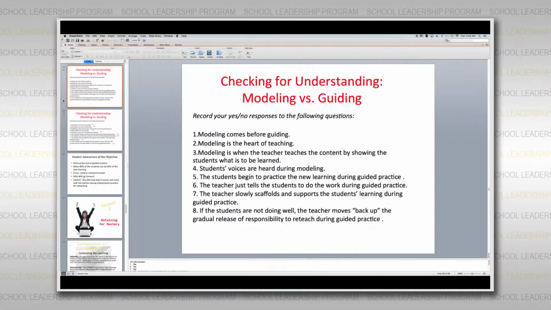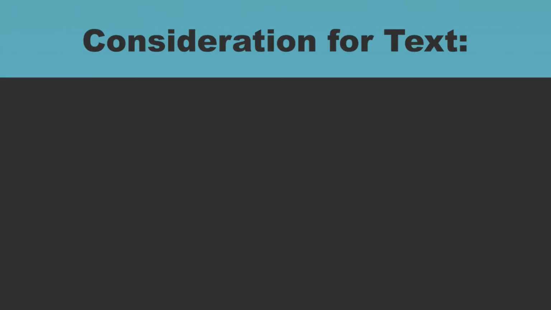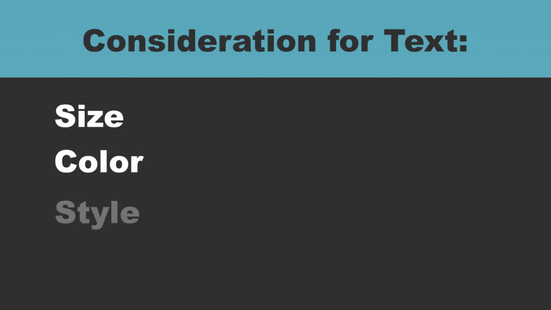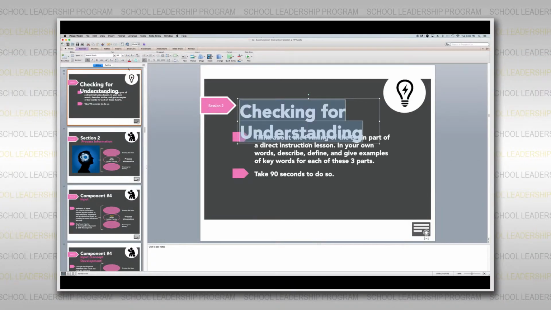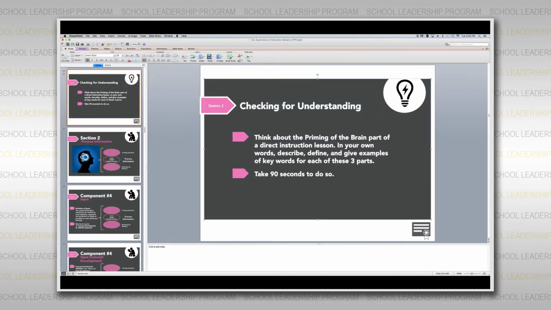Text. A very important factor in creating a great PowerPoint is the text. This can make or break your slide, and there are a few things to consider in this category. Things such as size, color, style, and spacing. The size of the font needs to be big enough to be legible when presented on a projector, but not too big that it looks like a cartoon or advertisement.